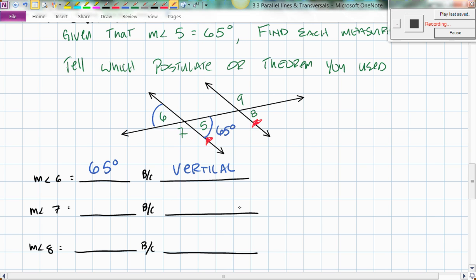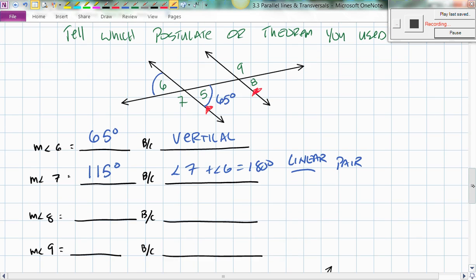Okay, measure of angle 7. Who can do the measure of angle 7? Daniel, tell me what is it, buddy? How did you get 115? Yeah, angle 7 plus angle 6 is 180. What do we call that, Daniel? There's something that starts with L. It's a blank pair. Yeah, nice job. It's a linear pair.